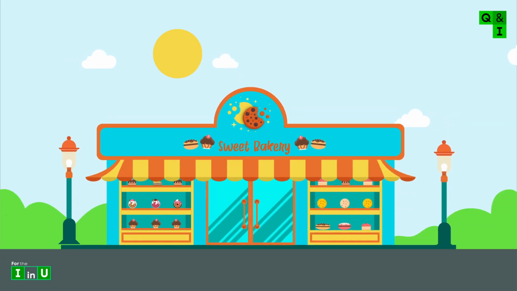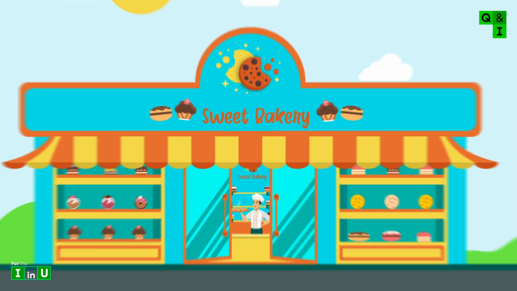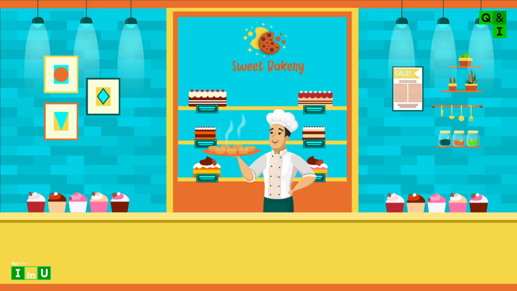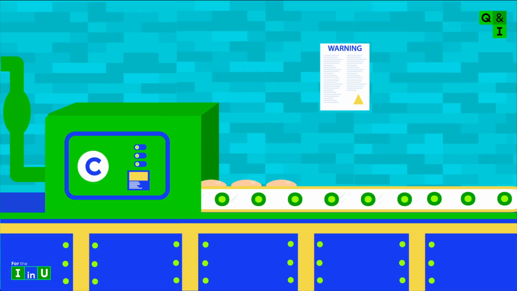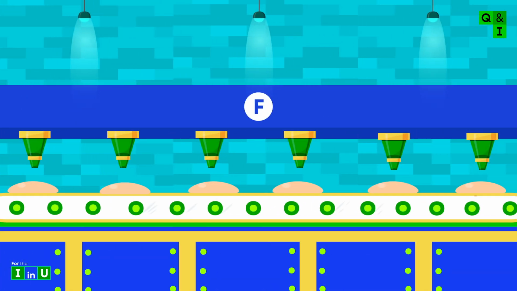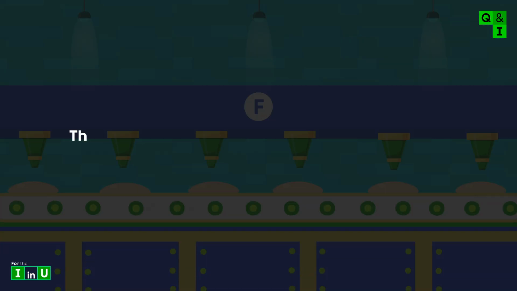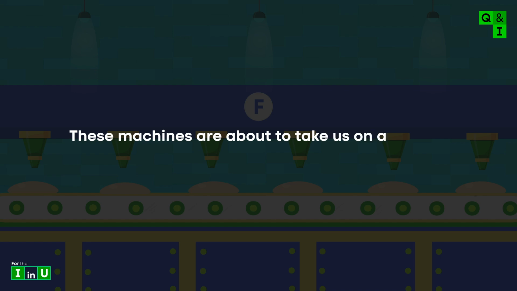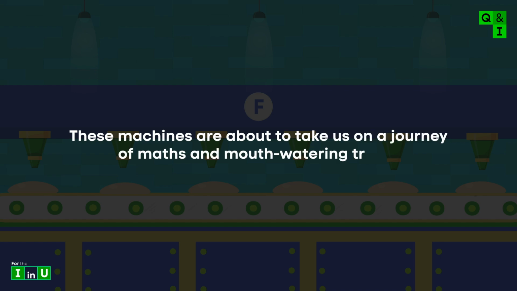Welcome to the magical bakery, where imagination meets maths. Today, we're about to embark on a delicious adventure to understand composite functions. Meet our incredible kitchen helpers, the cookie-making machine C and the frosting spreading machine F. These machines are about to take us on a journey of maths and mouth-watering treats.